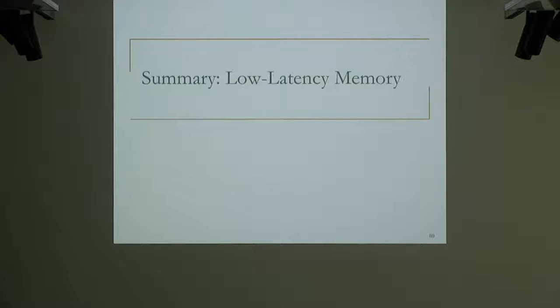How much time do we have? Well, I'm taking longer than I expected, but it's good. We have some interaction. Let's hope that we can finish emerging memory technologies today.